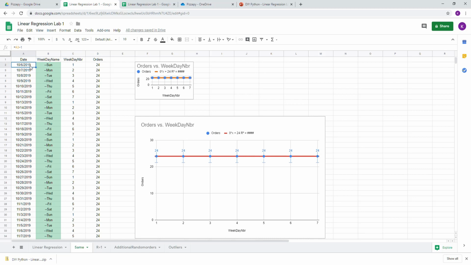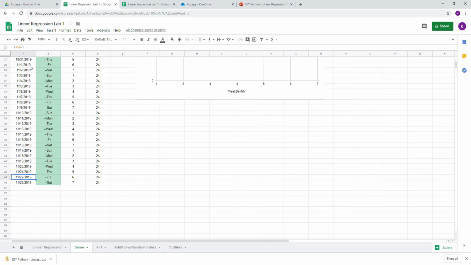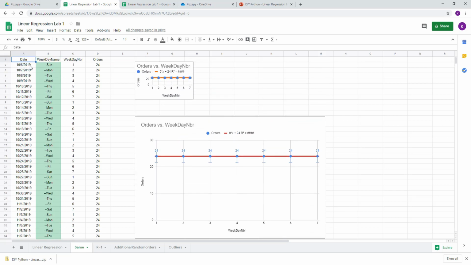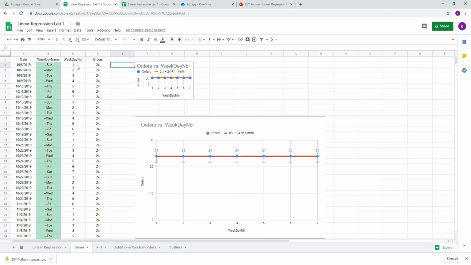This is not from the SQL Server, because I just created this data in Excel, meaning Google Sheet, and I have around 50 records here, starting from 10/6/2019. I used the weekday function to get the weekday number, and this is the name anyway, and the orders. So here I wanted to do something different.